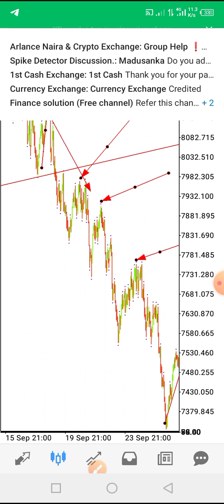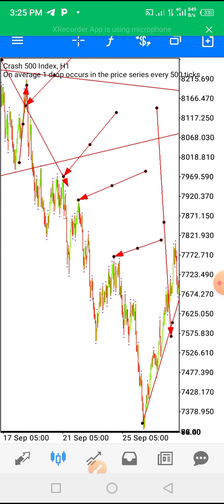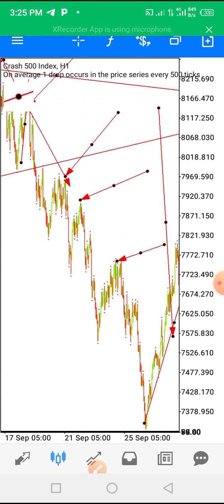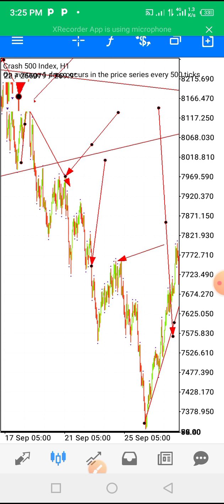I just removed the trend line. You also go in here again, because there is a touch here. And you know, the moment you go in here, you see the price move down.